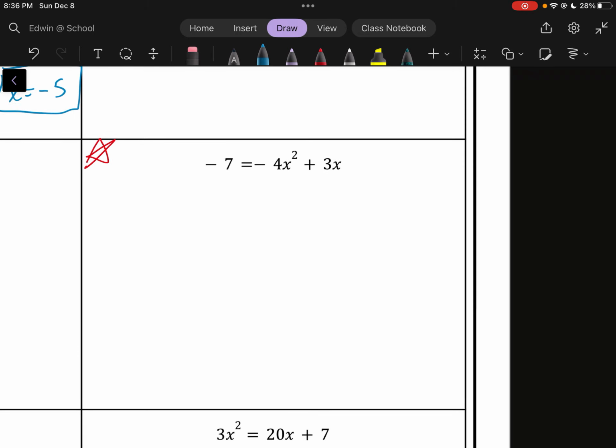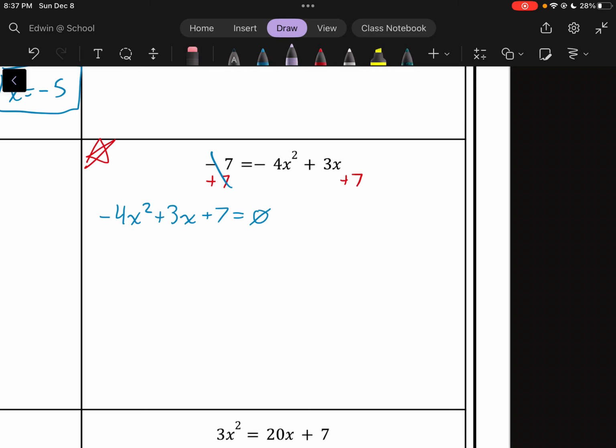So we've got a similar issue where all of the terms are not on the same side. A quick fix we could do is add 7 to both sides. That's going to give us -4x squared plus 3x plus 7, and that is equal to 0 because this canceled out right there.